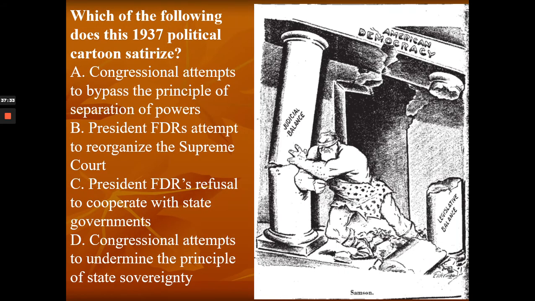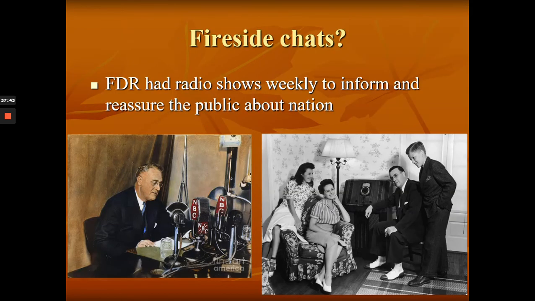All right, here's another cartoon. The president, Roosevelt, knocking out judicial balance, legislative balance. Okay? Court packing. Okay. He had what are called fireside chats. He was the first president to truly use radio as a means of communicating directly with the people. You might say that Trump's Twitter habits are similar.